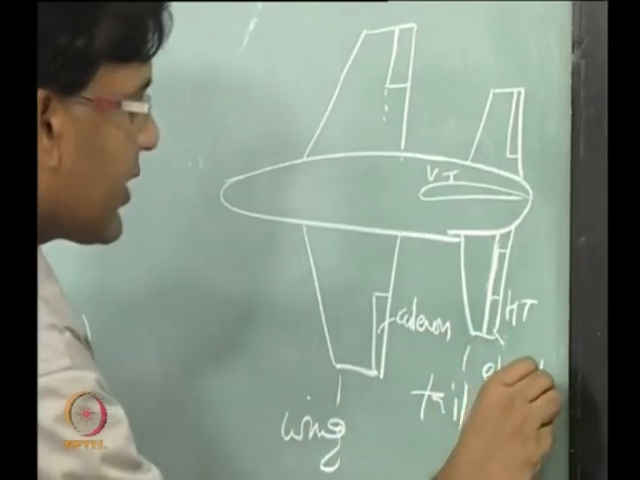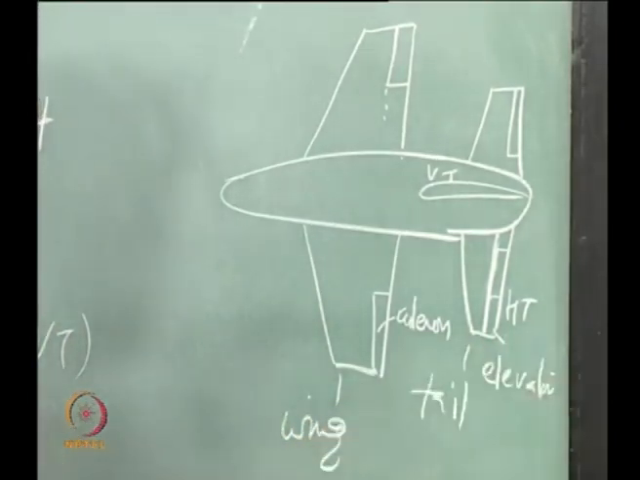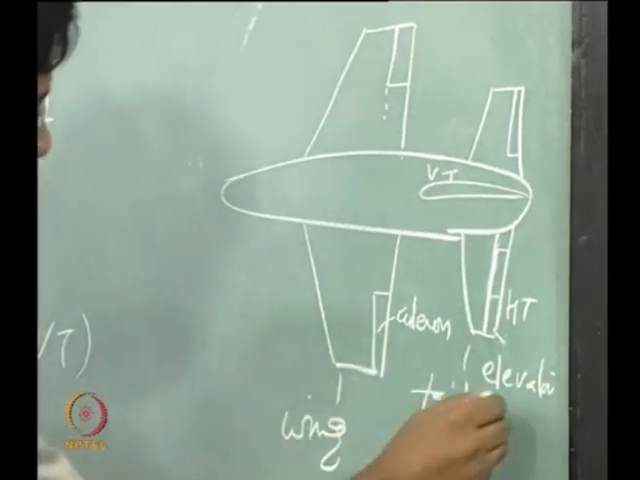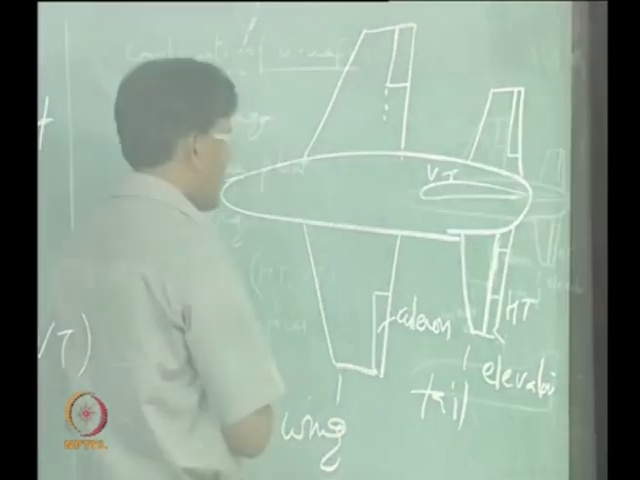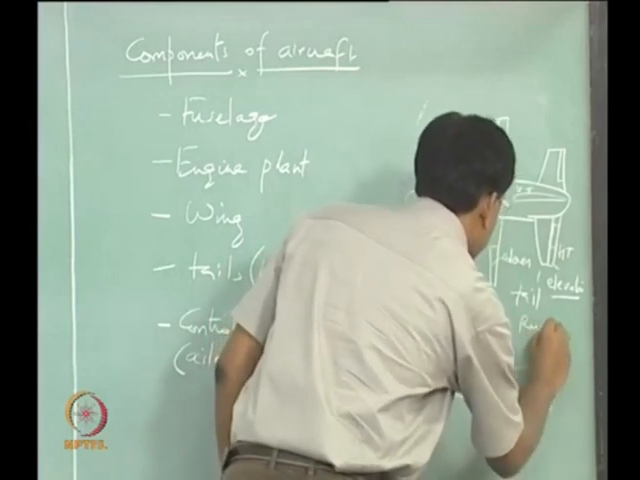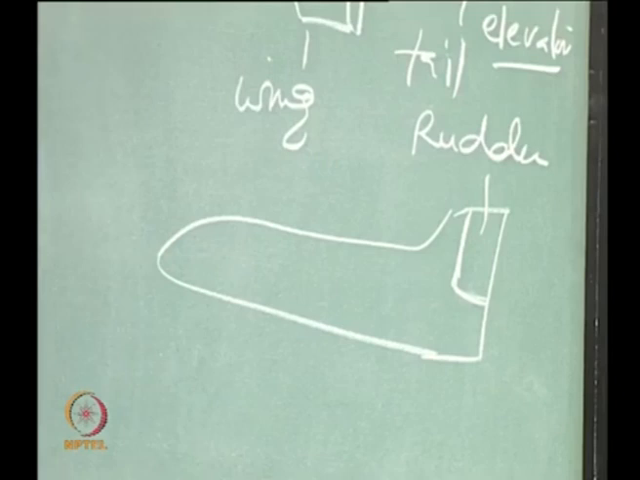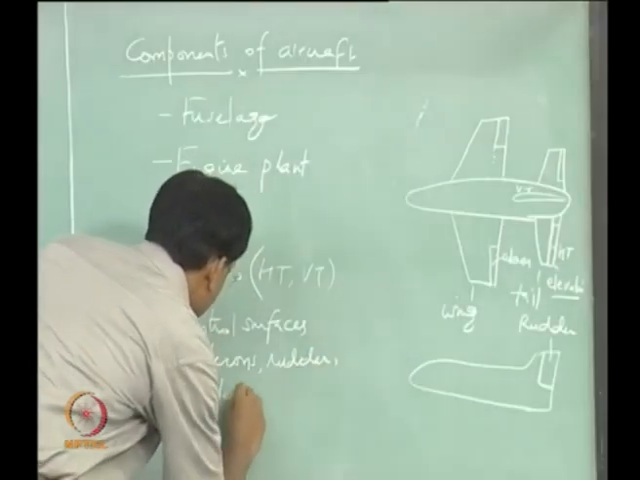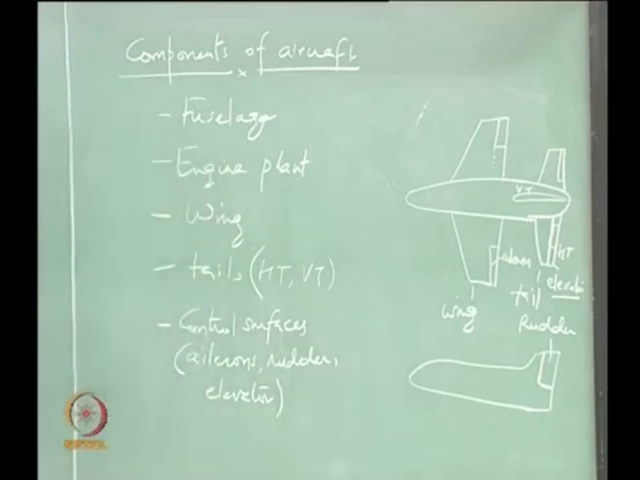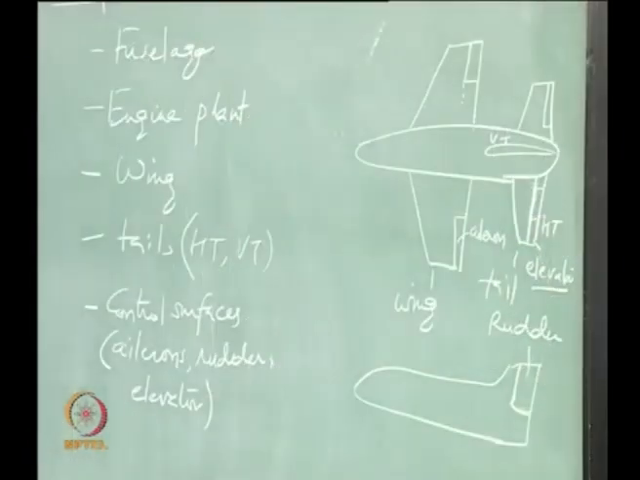Elevator is, so all of these are small flaps mounted on the major surfaces. Elevator is the small flap attached to the trailing edge of the horizontal tail, and rudder is mounted on the vertical tail. So these are major components of aircraft, and they contribute actually to the motion of aircraft in steady conditions or perturbed conditions.